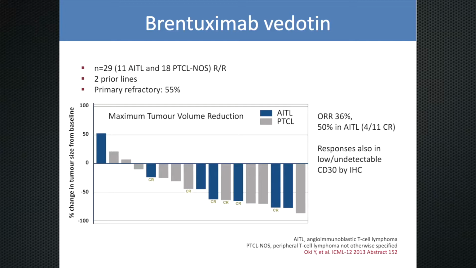You see here the waterfall plot also in T cells, mainly in the so-called angioimmunoblastic variant, which is the variant which is more aggressive and with the worst outcome.